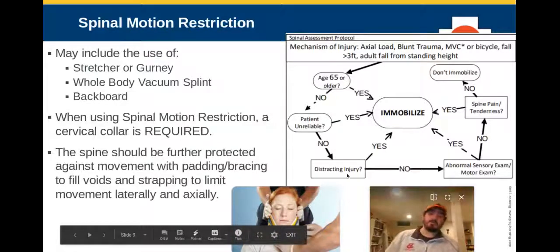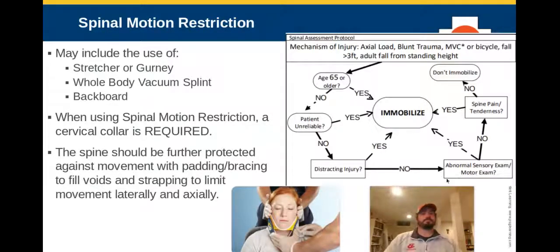No, right? So distracting injury, yes, immobilize. Abnormal sensory exam. So when I did my palpations and did I do my CMS in the hands and feet, right? If they couldn't wiggle their fingers or toes, they had no, right? If any of that is weird, if it's abnormal, yes, immobilize. If they have spine pain, right, directly on the spine, yes, immobilize. If none of these are true, then it's okay to not immobilize the patient. Just have them sit on the stretcher, all right?